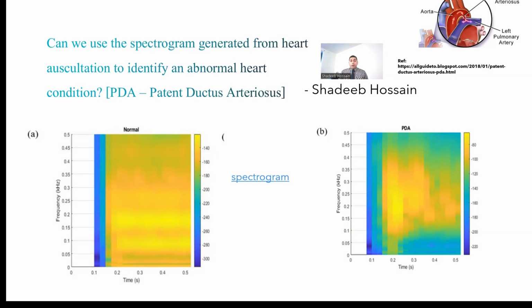Now, my project would try to use the spectrograms generated from a normal patient and a patient with a PDA and see whether the spectrogram can actually be used to identify that heart condition.